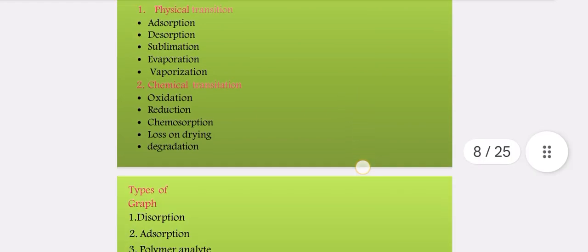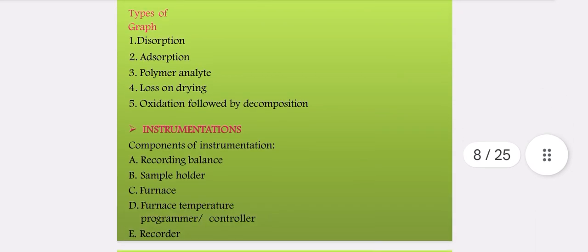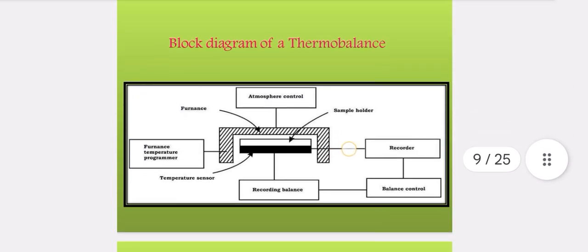Next, we'll see the types of graph. It includes desorption, adsorption, polymer analyte, loss and drying, oxidation, followed by decomposition. Now we'll see instrumentations. Components of instrumentations are recording balance, sample holder, furnace, temperature programmer, or we can say controller, recorder. Now this is the basic block diagram of a thermobalance.